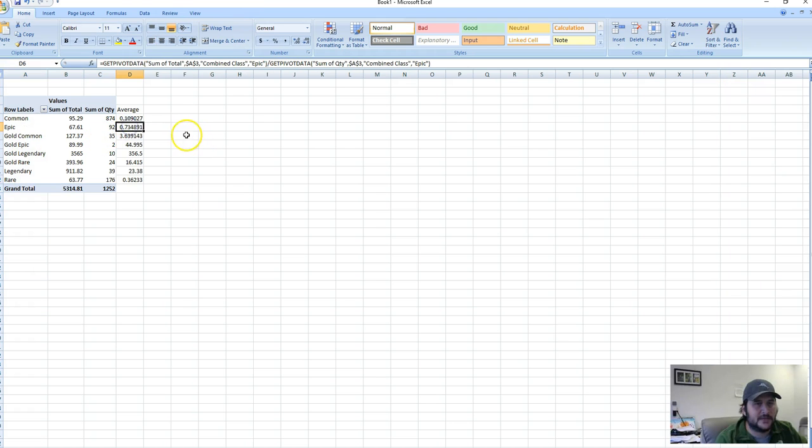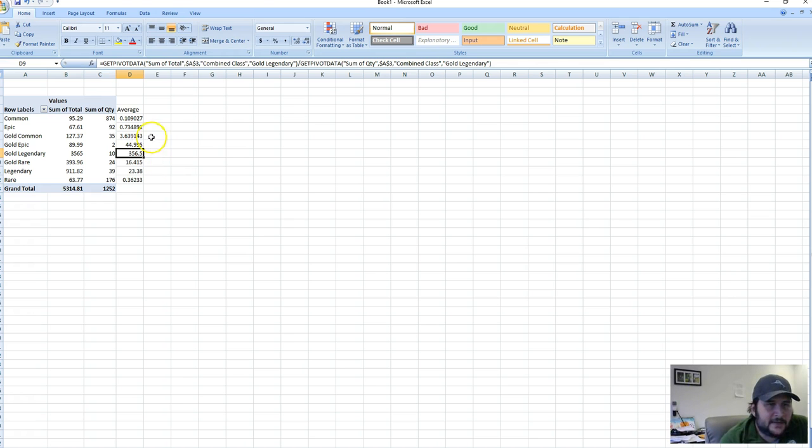Epics at 73. Gold, let's skip the gold for a second. Legend rares at 36, and legendaries at 23. And then the golds, commons are 363. Rares are 1641. Epics are $45, and legendaries are 357. So great. We have some actual numbers that are at least somewhat market wide.